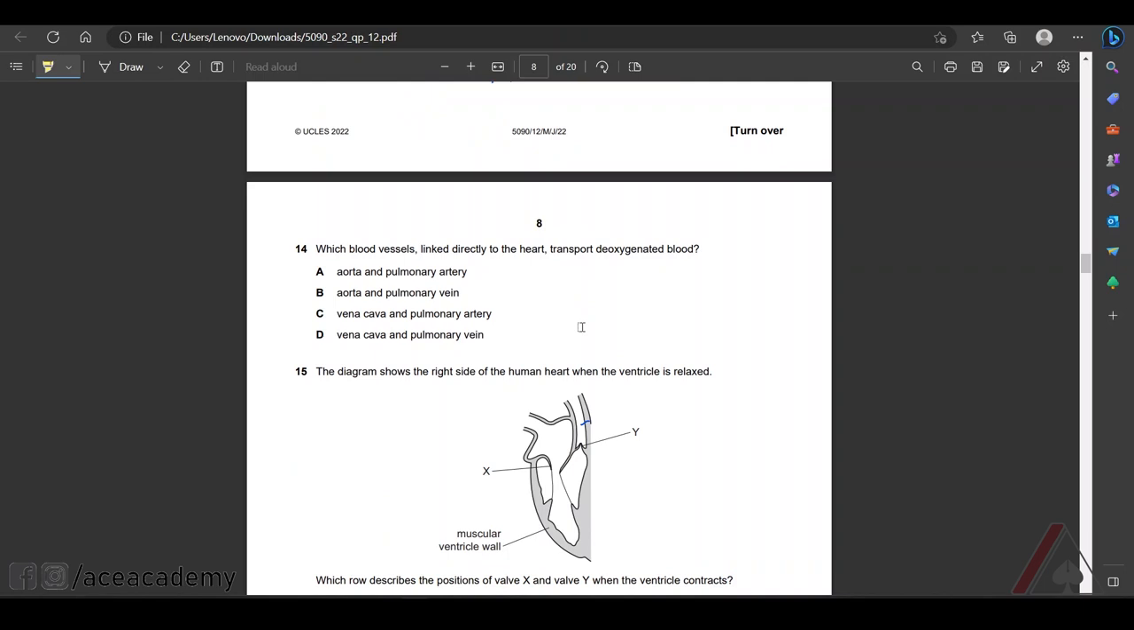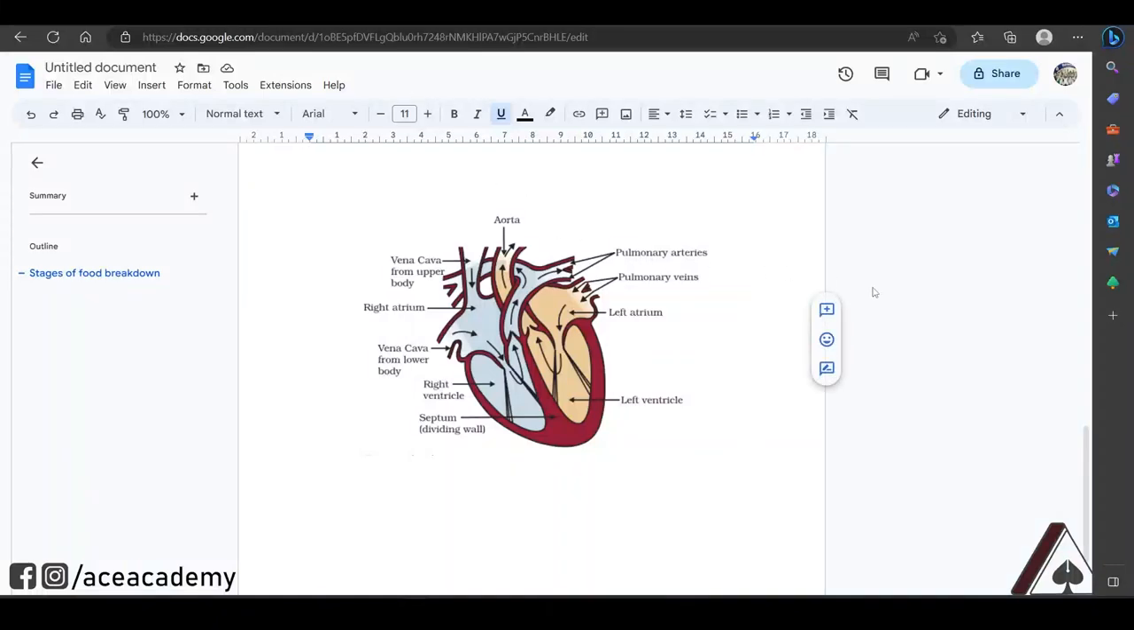Number 14. Which blood vessels link directly to the heart transport deoxygenated blood? For this question, we'll look at a diagram which shows the flow of blood through the heart. In this diagram, the blue shaded regions, that's where all the deoxygenated blood flows, and the yellowish brown shaded region, that's where the oxygenated blood flows. So we'll look at the options and just see if the blood vessels mentioned in the options carry deoxygenated blood.